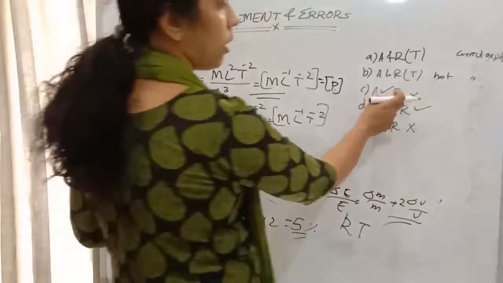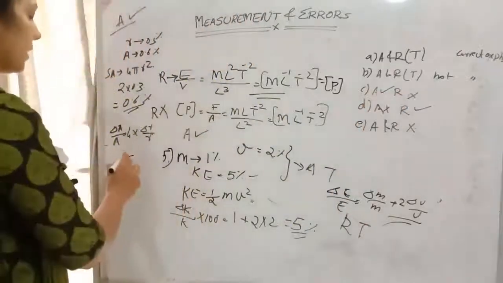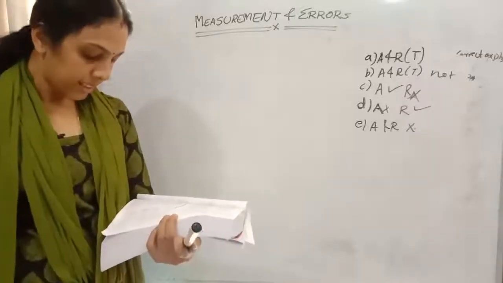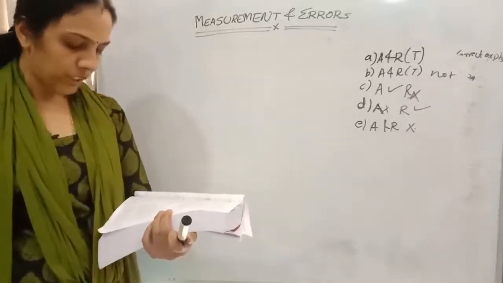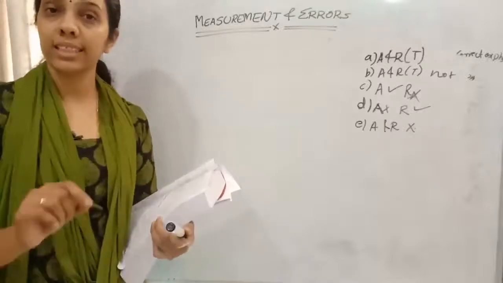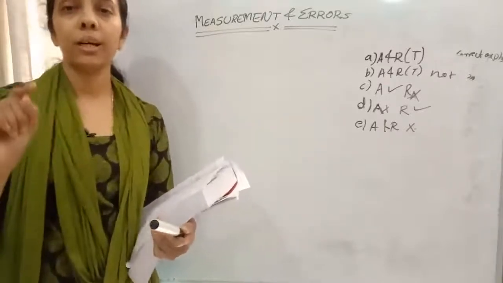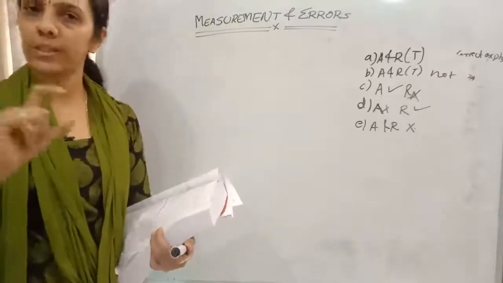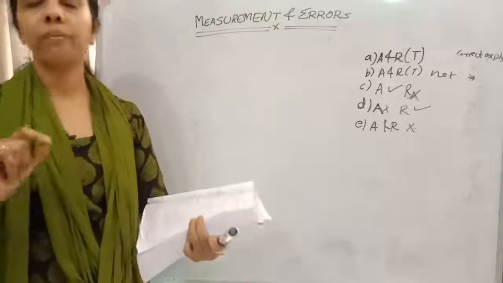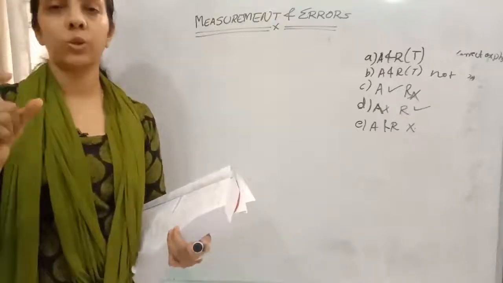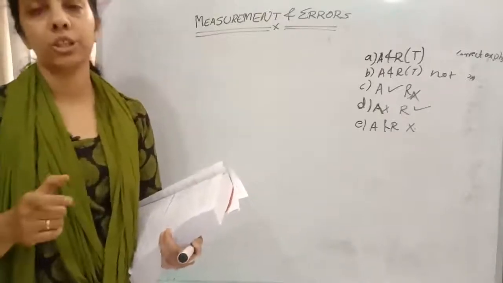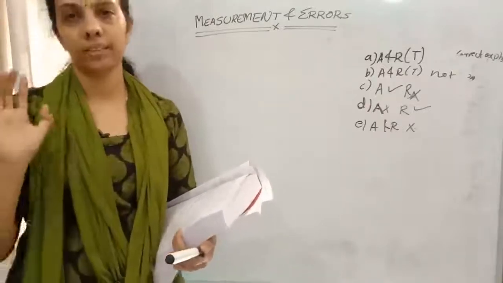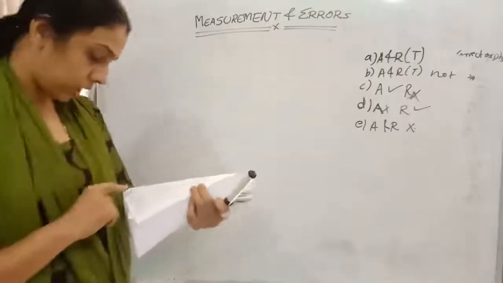So we can go for option C. C is the correct option. Clear? The next one: light year and wavelength have the dimensions of length. Light year is the distance travelled by light in 1 year. That is distance travelled, so it is a measurement of length only. And wavelength is the distance between two consecutive crests or troughs, or rarefaction and compression also we can say, or the length of one wave. So that assertion is true here.